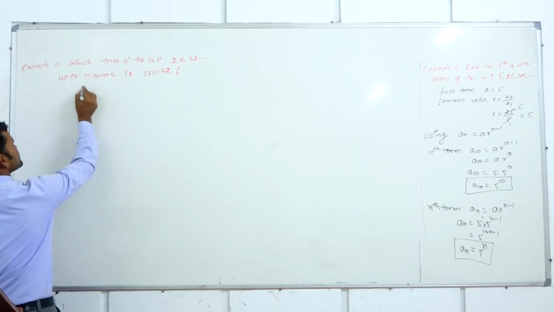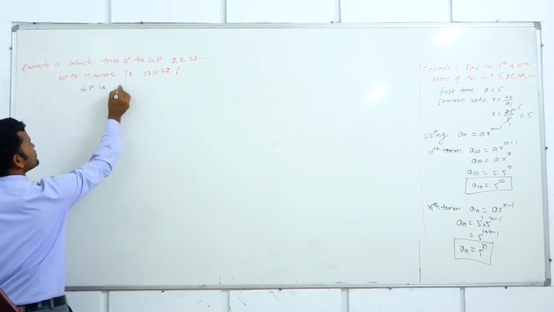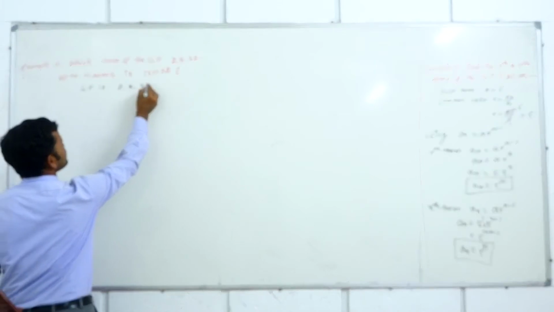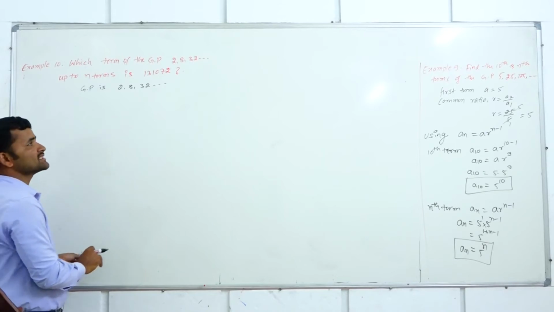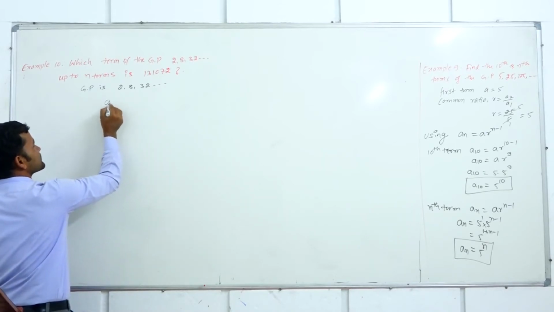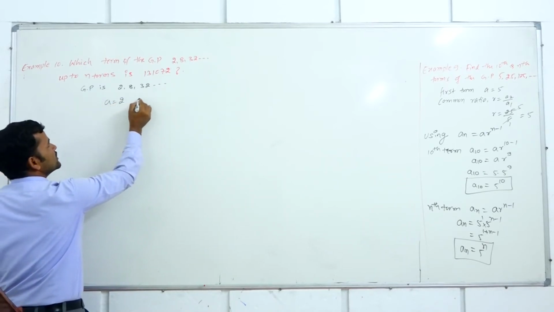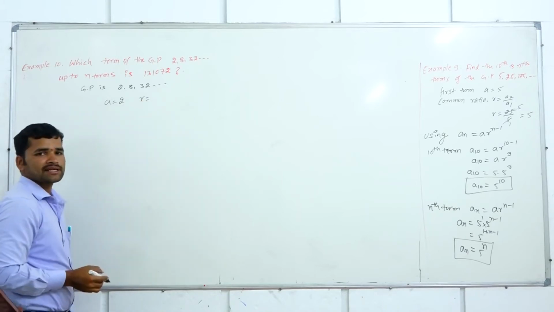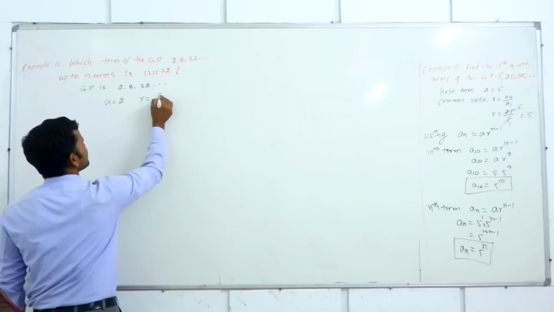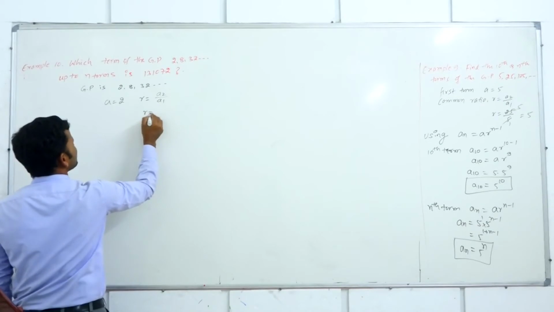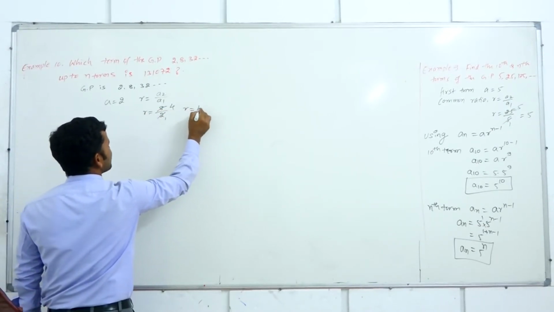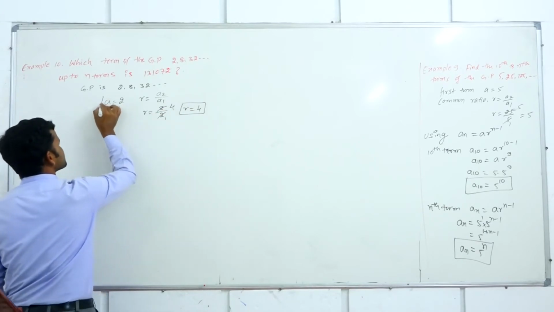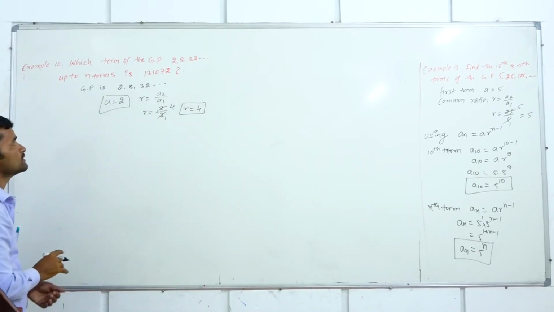Our GP is 2, 8, 32, and so on. Using this GP, what terms can we write? We can write the first term a, which is 2. The common ratio r is equal to a2 by a1, which is 8 by 2. 2 ones are 2, 2 fours are 8. We have r equal to 4. The common ratio is 4 and the first term a is 2.